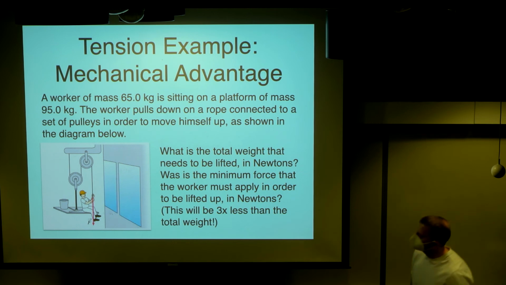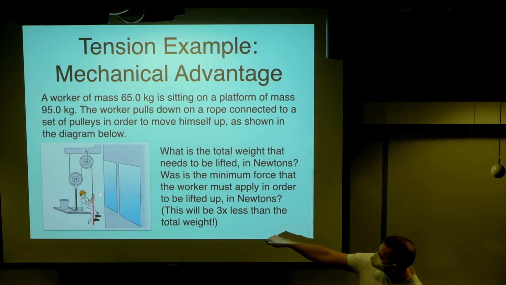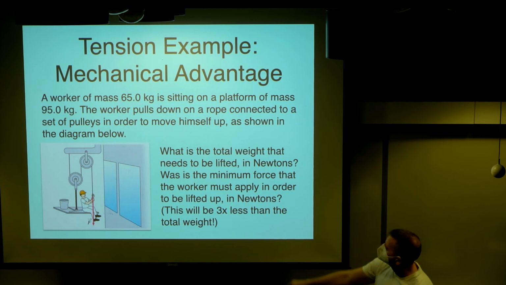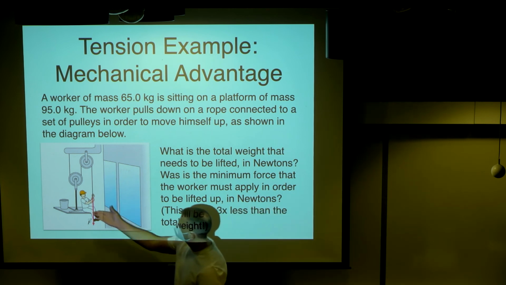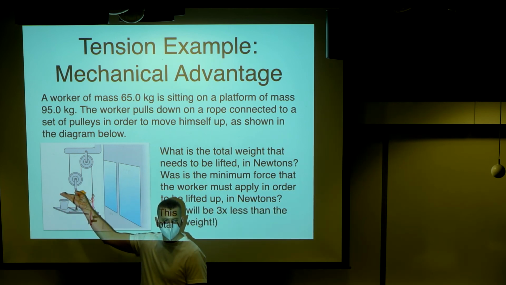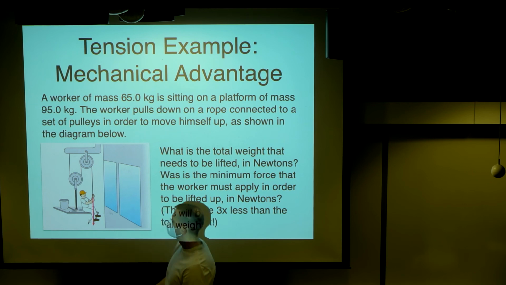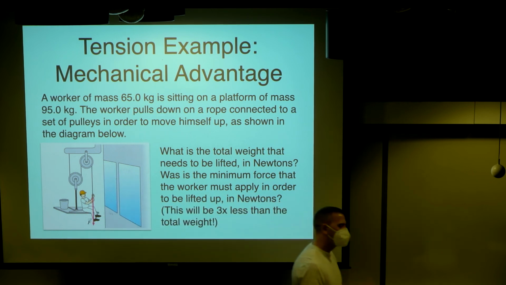So what the worker does is he pulls down on this rope right here. And if you follow the rope, it goes through this pulley and then through that pulley, and then it's connected up here to the roof. So by pulling down on this rope, the worker is actually able to move himself upwards. And if you were to let the rope get slack a little bit, he'd be able to move himself down. So just by pulling up or down on the rope, the worker is able to move.